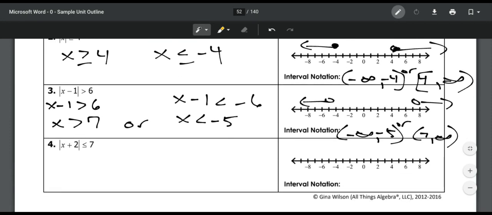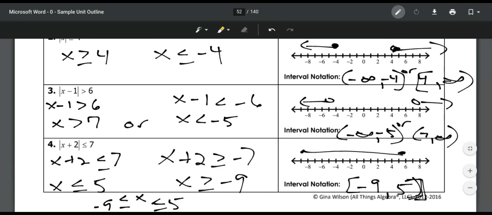Okay, I'm going to pause it and you do the next one. Okay, and that's what you should have. If you look at mine, it would be condensed into this.